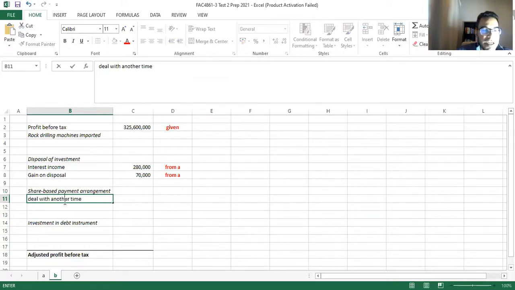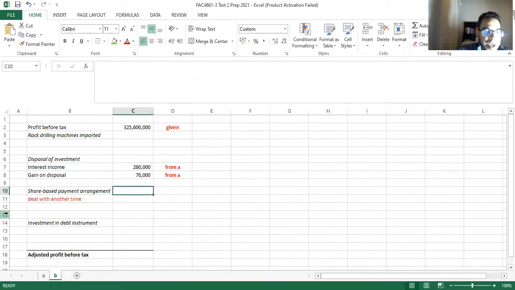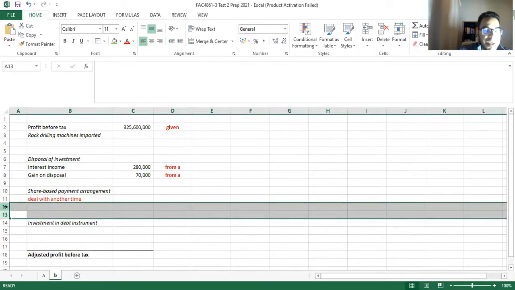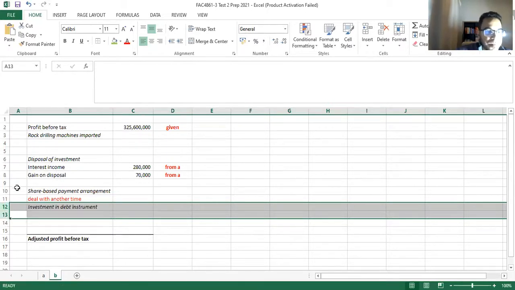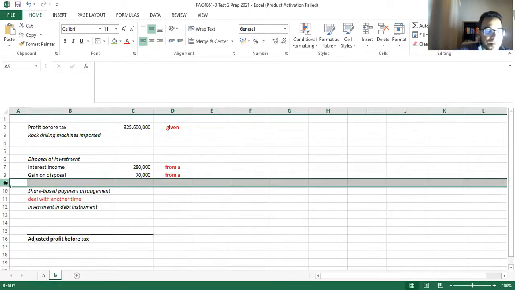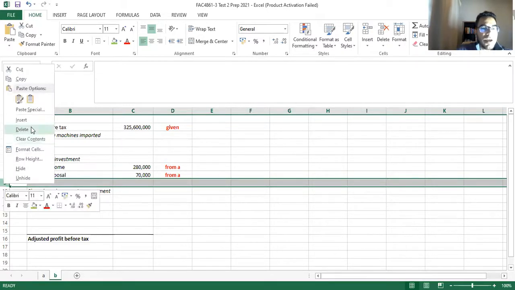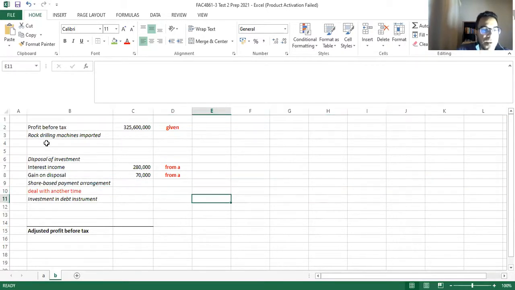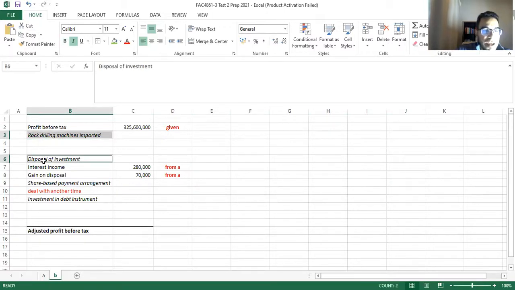Okay, so we're going to deal with this another time. I'll just make it red. So we're not going to bother with that. With share-based payments, I'll deal with it tomorrow. I'm not going to deal with it today. So we're going to focus on the rock drilling and the investment in debt instruments.